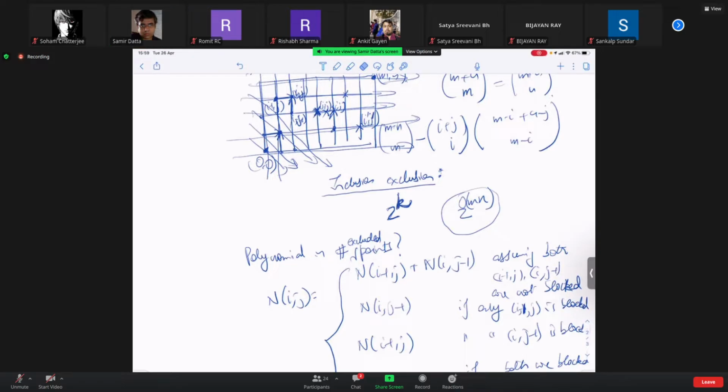So I plus j. What is I plus j? If you want to compute nij. Okay, why is that so? So for example, if you want to compute a value in the third row, how many things would you have done? 3 plus n, 3 plus m, or 3n.